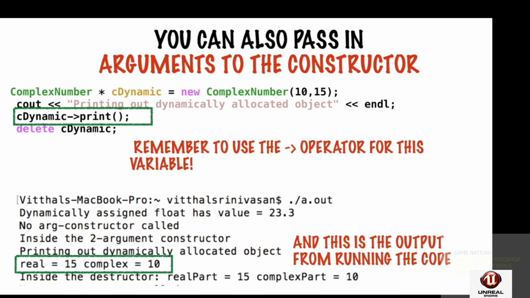And then we have cDynamic arrow print. Remember to use the arrow operator, a hyphen followed by the greater than sign. Because cDynamic is a pointer, the way to access the member variables or the member functions within cDynamic is to use the arrow operator. The use of this arrow operator is what prints out to screen real is equal to 15 and complex is equal to 10, which is basically the setup of the internal member variables of the ComplexNumber class.